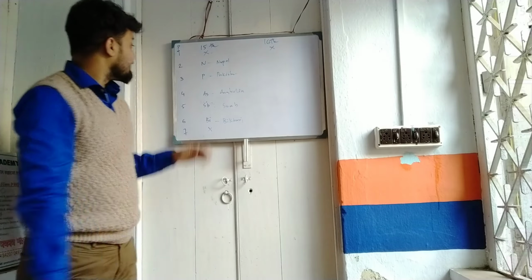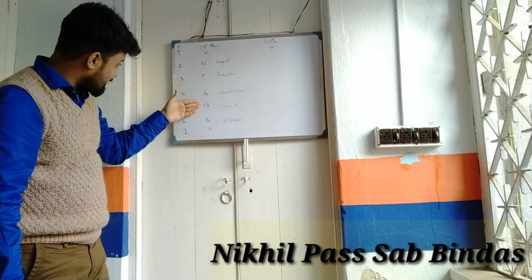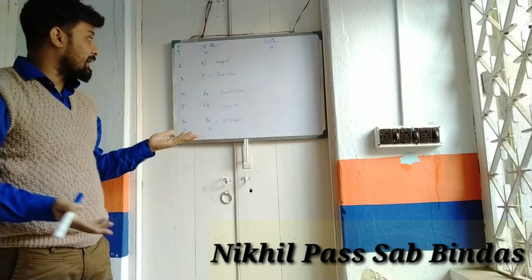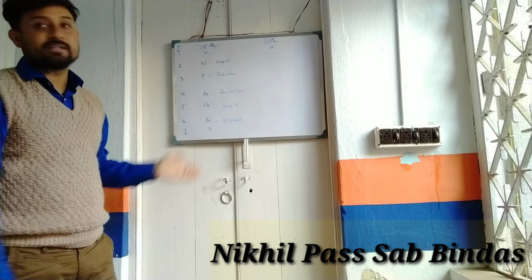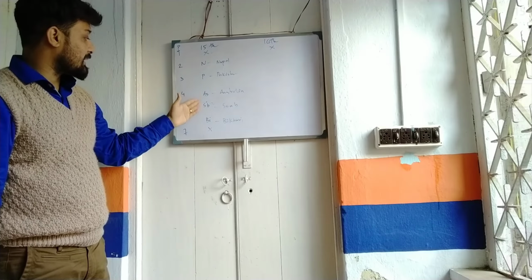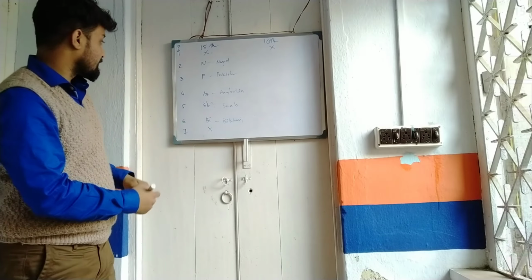There is another one, which is quite funny. It's called "Nikhil Pass Sab Bindas." This can also be an alternative term to remember the 15th group. N for nitrogen, P for phosphorus, arsenic, antimony and bismuth.